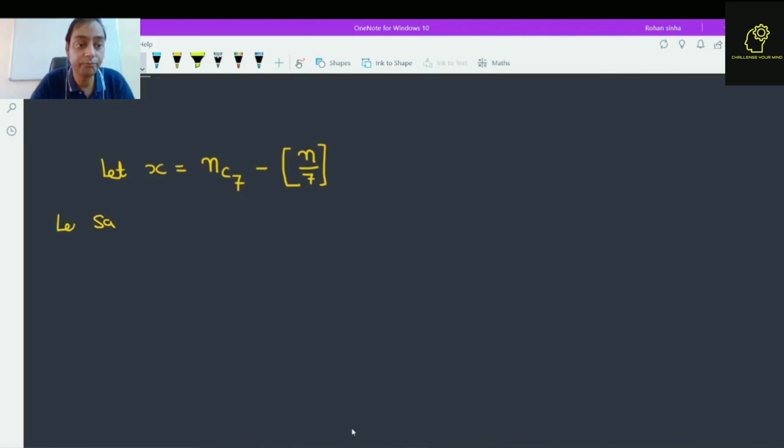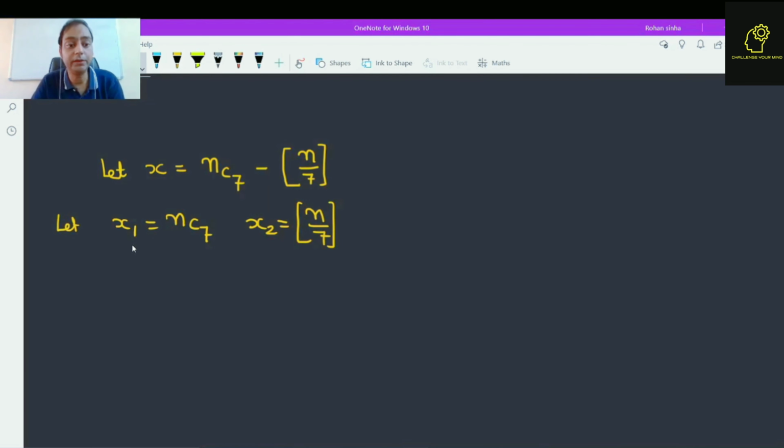Let us assume x1 is equal to nC7 and x2 is equal to GIF of n by 7. What about 7? 7 is a prime number. And n, what is given? n is an integer greater than 7.